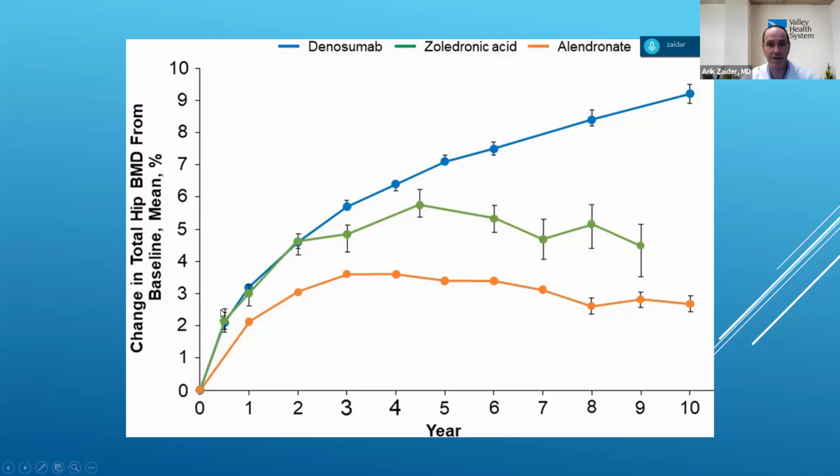Here's an example. It's a demonstration. This is what happens to the change in bone density over time. The top blue line is Prolia. The green line is Reclast, which is like Fosamax, but it's the IV form, and the orange line is Fosamax. So you can see that Prolia is superior to the other medicines in building up bone.